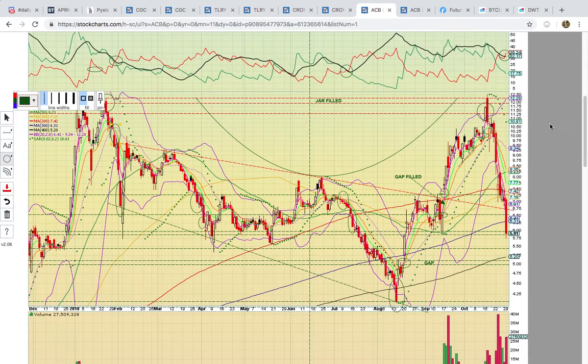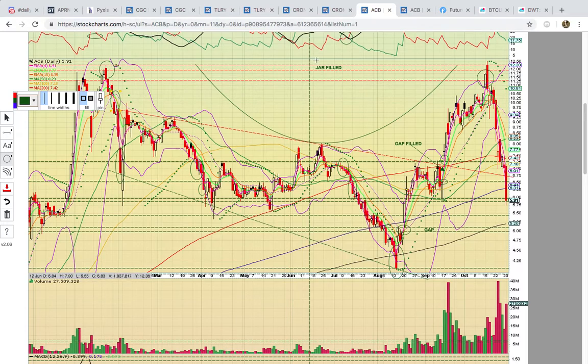It's coming down now, and this had the jar fill, which we were just talking about. It made a high over here in January. This is on the daily chart, and it came all the way down, made a bottom in August, and then came all the way back up and filled the jar. And filling the jar was a climax event. It failed to get above the top of the jar level. This $12 level, I put out a lot of alerts on it, that once that level broke, it needed to stay above that level.